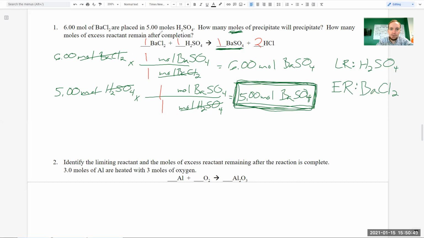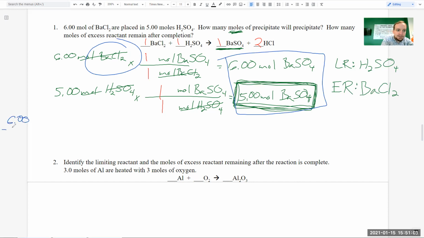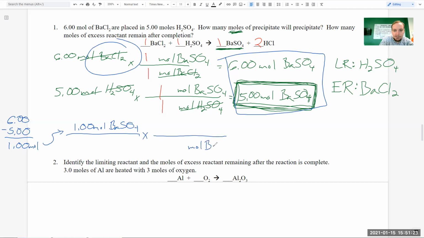So I'm going to go ahead and change my colors. What we need to do here is figure out how much of our excess, which is this, remains. We're going to take these two numbers here and subtract them. So I'm going to do 6.00 minus 5.00, and of course that is 1.00 moles. Okay, so I'm going to take that number and start another conversion, 1.00 moles of our product, BaSO4. I'm going basically backwards from my moles of my product back into my moles of my excess reactant.